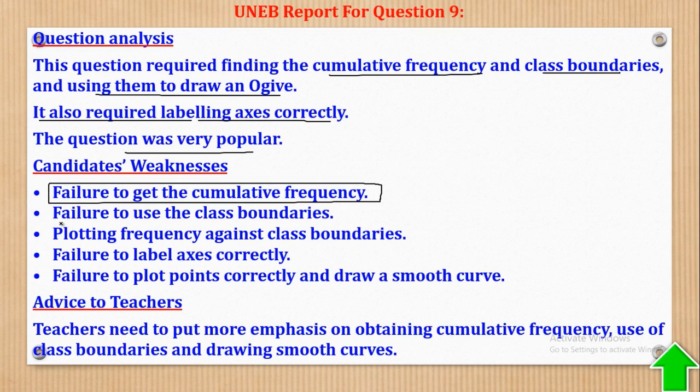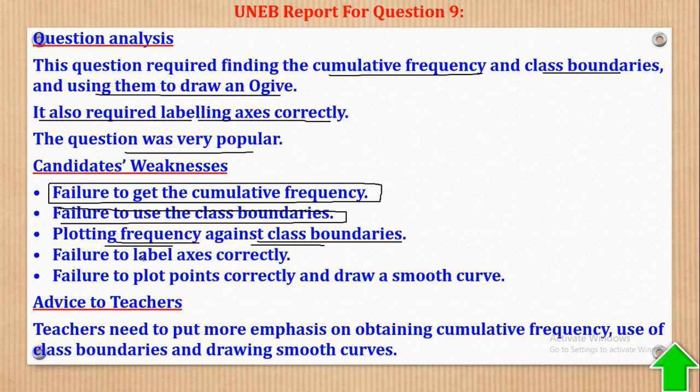And then next, failure to use class boundaries. Some students were plotting lower class boundaries. We are plotting cumulative frequency against upper class boundaries, so plotting against lower class boundaries is not okay. Others were using midpoints. Then next is plotting frequency against class boundaries. Some students, instead of plotting cumulative frequency against upper class boundaries, were plotting frequency against class boundaries. Frequency against class boundaries is for a histogram, not an ogive.